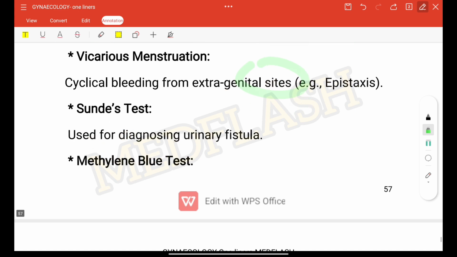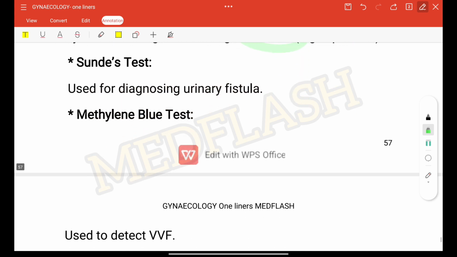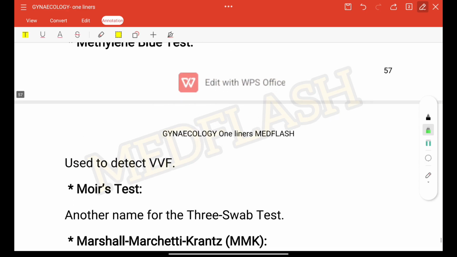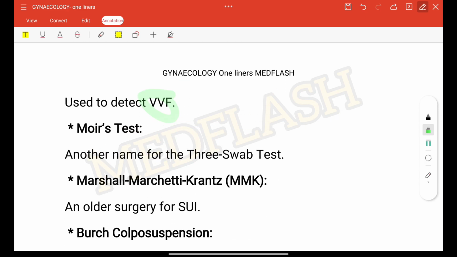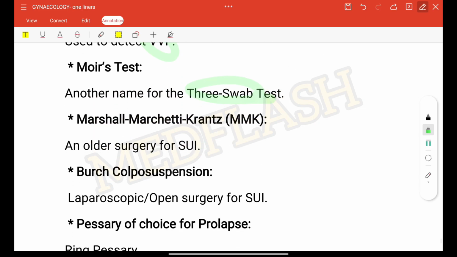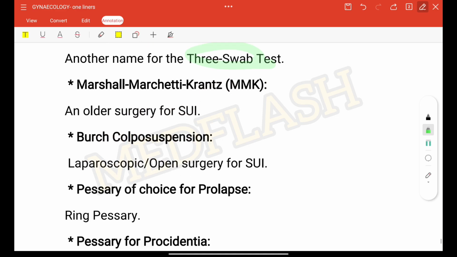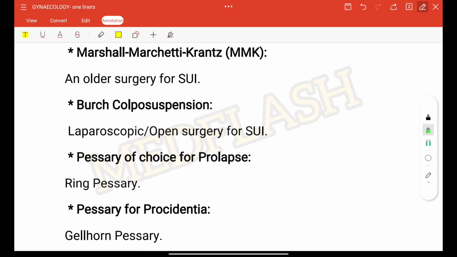Sunday's test used for diagnosing urinary fistula. Methylene blue test used to detect vesicovaginal fistula. Moir's test, another name for the three-swab test. Marshall-Marchetti-Krantz, an older surgery for SUI. Burch colposuspension, laparoscopic or open surgery for SUI.